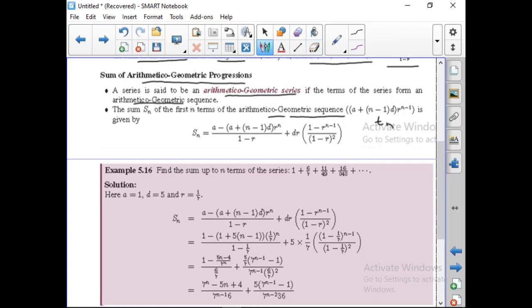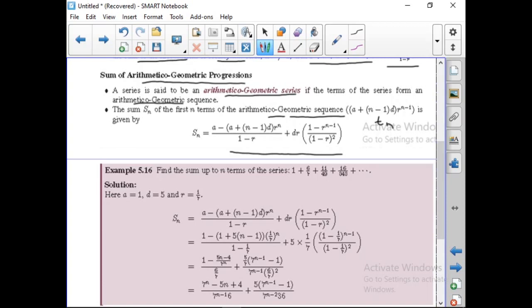Sn is equal to, it's a big term, 2 terms are there. See, this is the sum of n terms: a minus a plus n minus 1 into d into r power n by 1 minus r, plus dr into 1 minus r power n minus 1 by 1 minus r the whole square. A is the first term, n is the number of terms, d is the common difference, r is the common ratio.